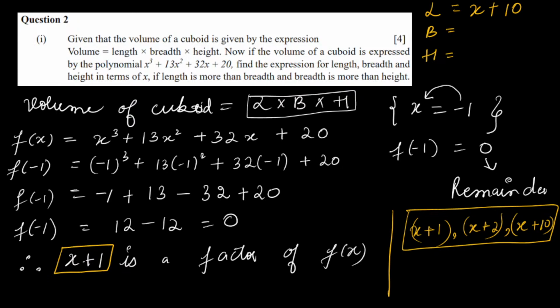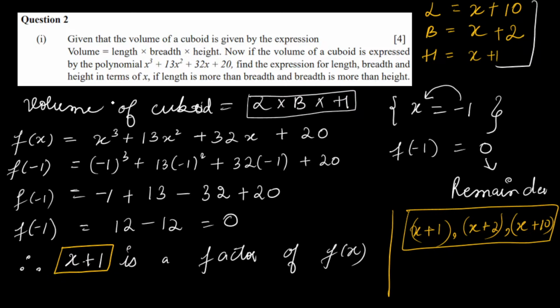Think a bit. It's not very difficult. Breadth is x plus 2. Okay. X plus 2. And the remaining one is height. Isn't it? So two of you are giving the answers. Now easily we can write this in the form of three factors, x plus 1, x plus 2. It's correct only, but how to decide?